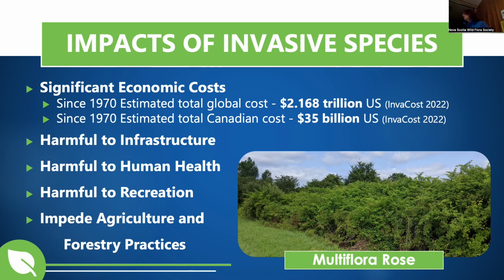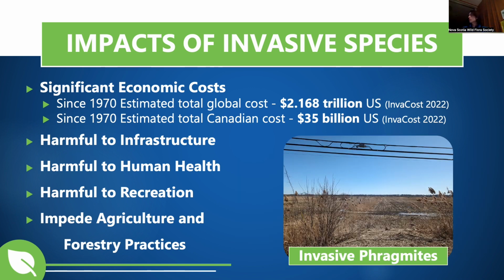They can also be harmful to recreational practices, whether it be impeding activities in that area, preventing access, or even just degrading the aesthetic value of the area. For example, this is multiflora rose, and as you can see here, it is basically taking over the entire area. This is along a trail in Windsor, and the multiflora rose is everywhere in that area. They can also impede agricultural and forestry practices, increasing the costs associated with them, whether it be invading into agricultural fields or making it difficult to move through forestry stands and so on.